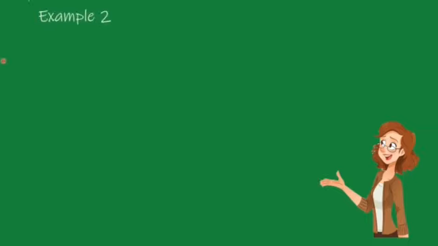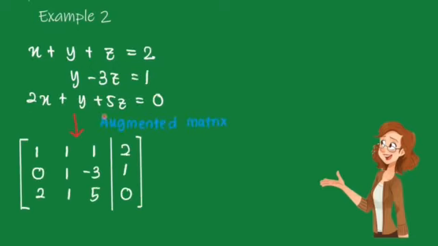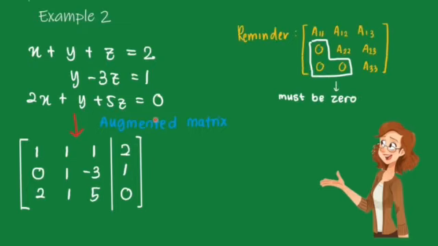Example number 2, the equations given are x plus y plus z equals 2, y minus 3z equals 1, and 2x plus y plus 5z equals 0. For the first step, we need to change the equations into the augmented matrix like this. A reminder to all, the lower triangle of the augmented matrix must be 0.